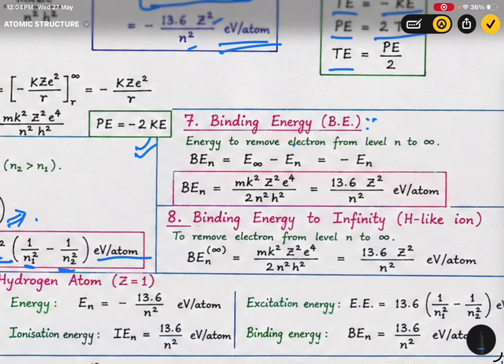Binding energy is one more. It is the energy used to remove an electron from level n to infinity. Binding energy means the attraction of the nuclear charge only. So for this, it is infinity minus the nth shell energy, which is also the same as minus En. If you do this, you will get 13.6 into z square by n square electron volt per atom. For hydrogen-like atoms, the z value is 1, so z will not be written.